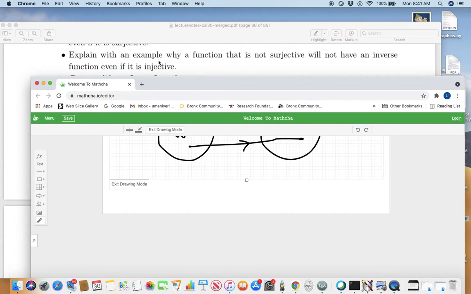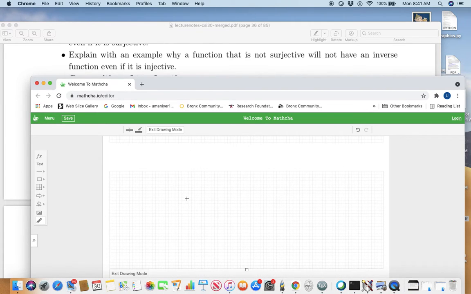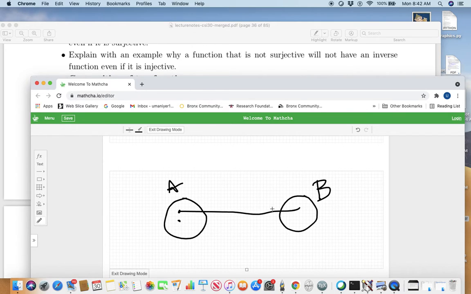The next explanation that is expected of us is the following. Explain, with an example, why a function that is not surjective will not have an inverse. You may very well be injective, but what if you are not surjective? So here are two sets, A and B. Pretend you are injective. That is, distinct pairs go to distinct elements.